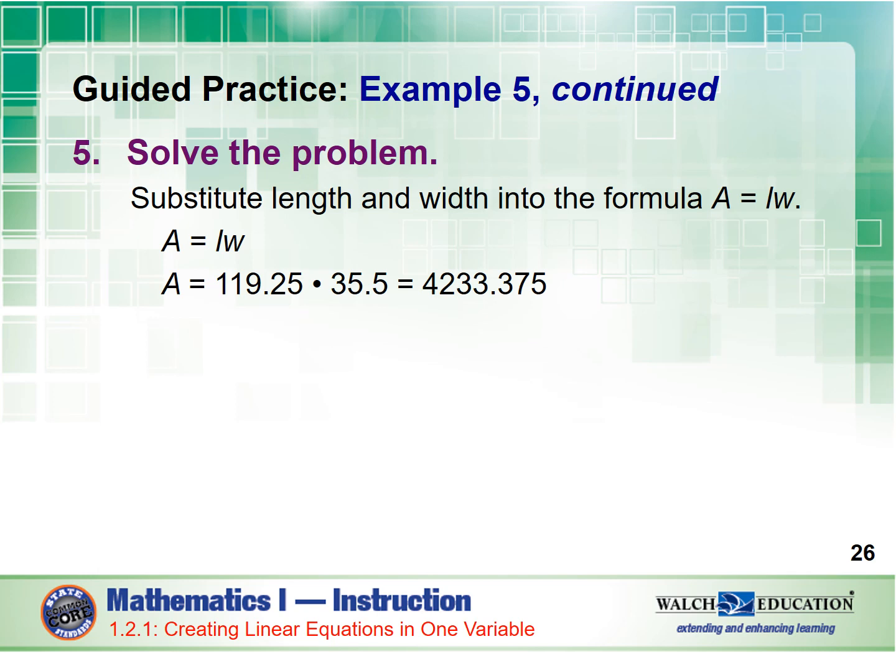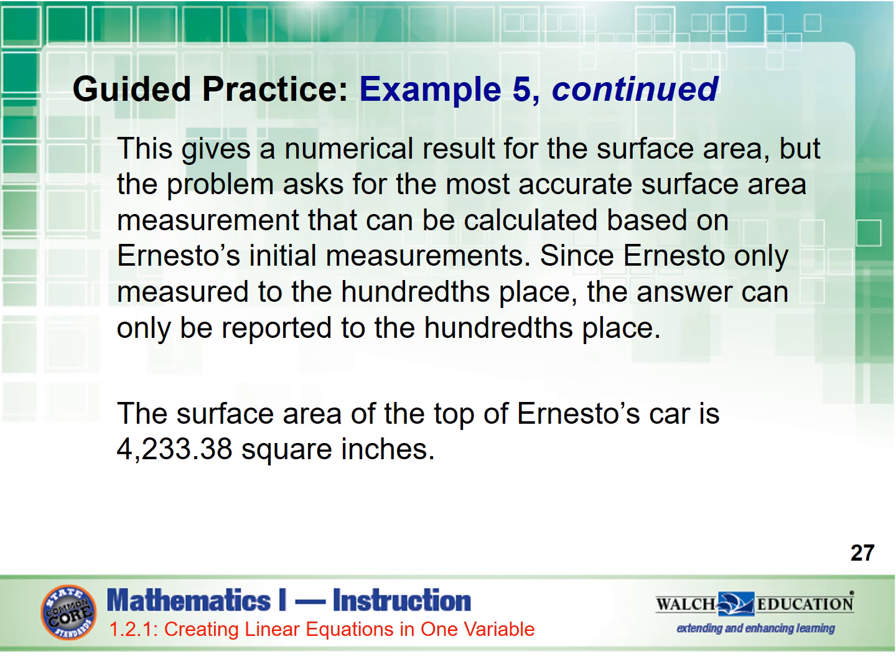Now we substitute the length and the width into the area formula. Area equals length times width, so we do 119.25 times 35.5, and we get 4,233.375. This gives us a numerical result for the surface area, but the problem asks for the most accurate surface area based on his initial measurements. So the surface area at the top of Ernesto's car is 4,233.38. You're going to round.